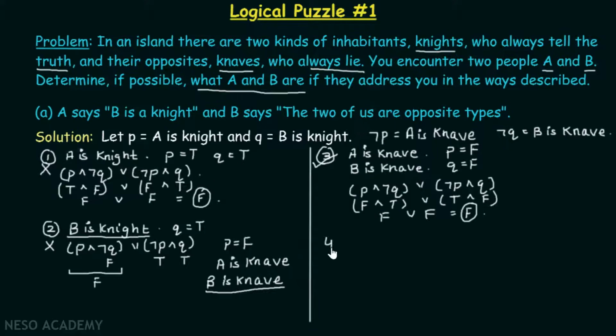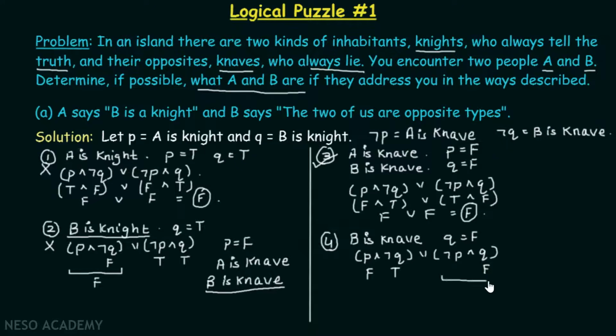Let's consider one more case, that is B is knave. Whatever B says is false. Now if B is knave, then Q is false. As Q is false, then not Q will be true. Then P has to be false in order to make this compound proposition false. As Q is false, this one is always false, right? Therefore, we can say that P is false.